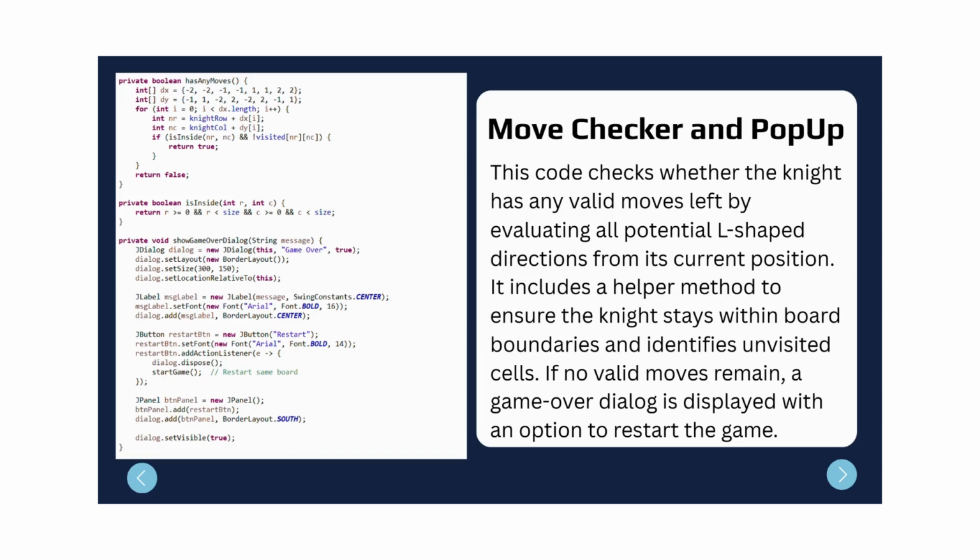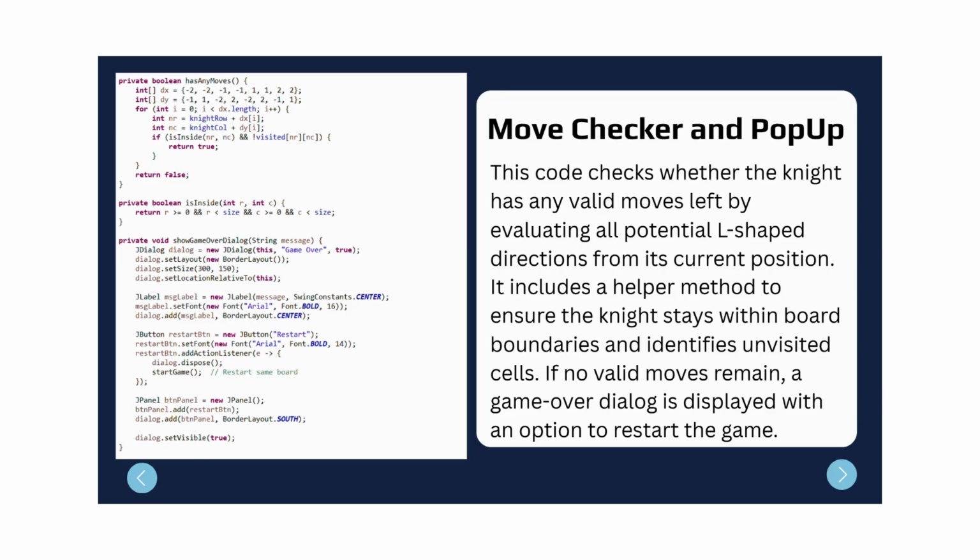Now, to break down this code, we have hasAnyMoves, which checks all 8 knight's move directions from the current knight's position. If at least one unvisited and valid cell is available, it returns true. If none is valid, it returns false. Next, it is also used to detect if the player is stuck or has any possible move. Of course, if the player is stuck, then it's game over.